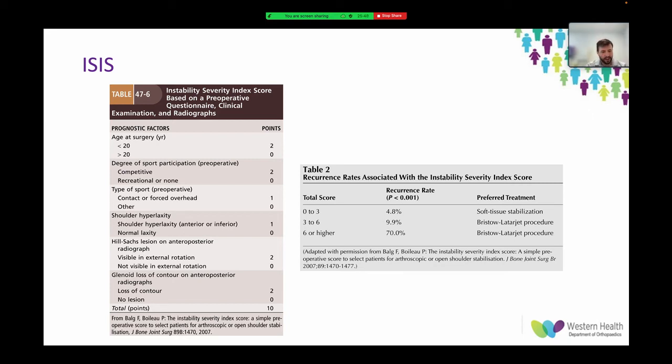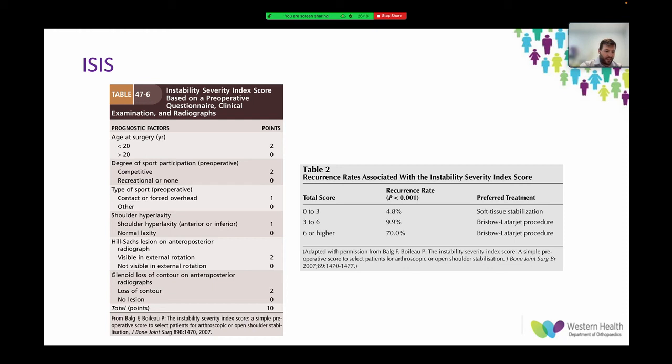So how do we decide between a Bankart and the need to do a Latarjet? Well, apart from on-track, off-track discussions that we'll go into a little bit more, there have been several scores proposed. The unfortunately named ISIS score, the Instability Severity Index Score, is the one people most commonly quote. It is based largely on the age of surgery and the degree of sports, such as competitive sports, and the presence of a Hill-Sachs lesion or glenoid bone loss on x-rays.